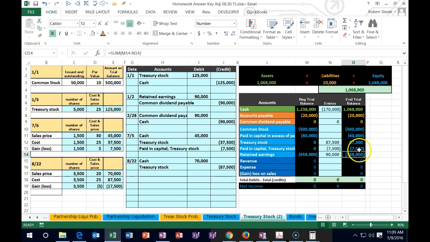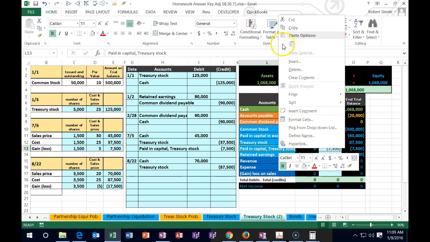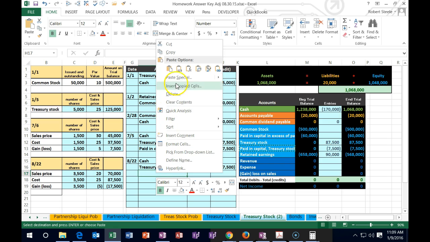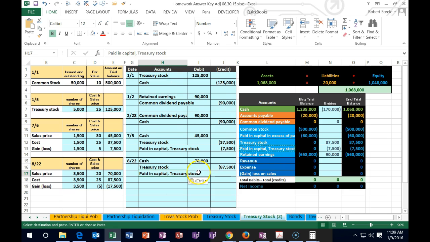So let me show you what that'll look like. We know we need this to go to 0, and that is a credit balance. We need to make it go to 0. We're going to do the opposite thing to it, which in this case would be a debit. So I'm going to copy this in L13, right-click, copy, put this in H17, right-click, paste it 1, 2, 3. We need to take it completely off the books for what it's on the books at, which is 7.5. So we'll debit it 7.5.